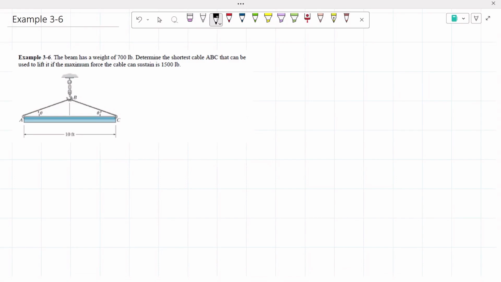So what I'm going to do is draw a free body diagram off to the side. This is our beam, and we know that the beam weighs 700 pounds. So that means that we have 700 pounds acting downwards. We can assume that that is happening right in the middle of the beam. We know the total beam has a length of 10 feet, so from the force on each side, we have 5 feet.